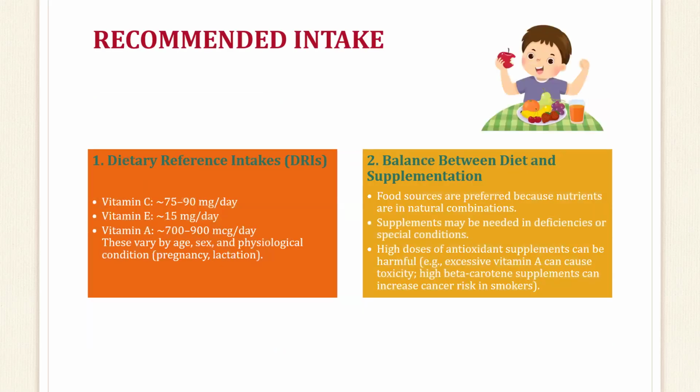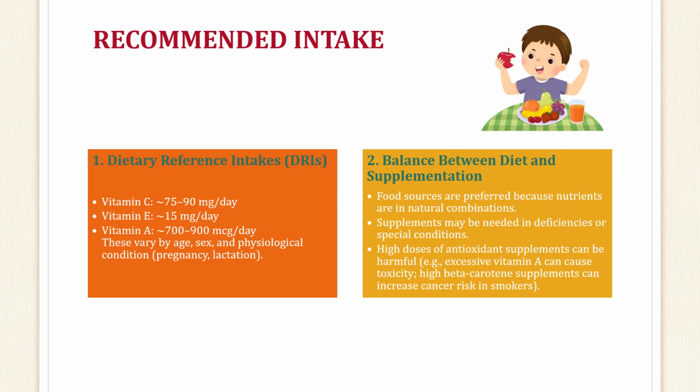Recommended intake: from the dietary reference intake, vitamin C should be taken in the quantity of 75 to 90 milligrams per day, vitamin E as 15 milligrams per day, vitamin A as 700 to 900 micrograms per day. The daily intake can vary with age and certain physiological conditions like pregnancy and lactation, in which the demand for these antioxidants is increased. Then balanced diet and supplementation.